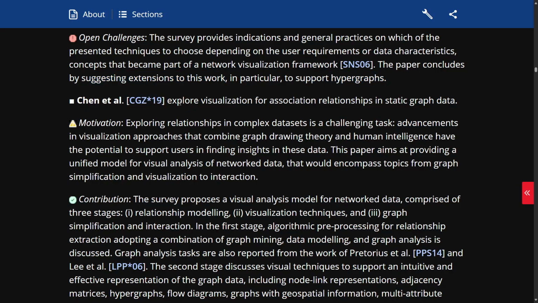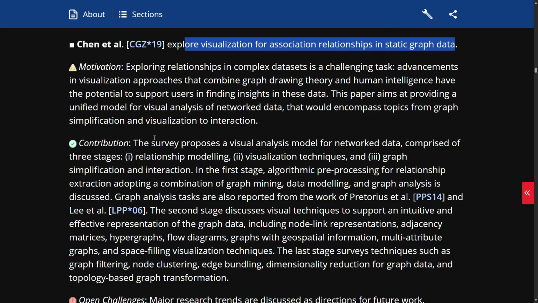Chen et al., CGZ19. Explore visualization for association relationships in static graph data. Motivation. Exploring relationships in complex datasets is a challenging task. Advancements in visualization approaches that combine graph drawing theory and human intelligence have the potential to support users in finding insights in these data. This paper aims at providing a unified model for visual analysis of network data that would encompass topics from graph simplification and visualization to interaction.